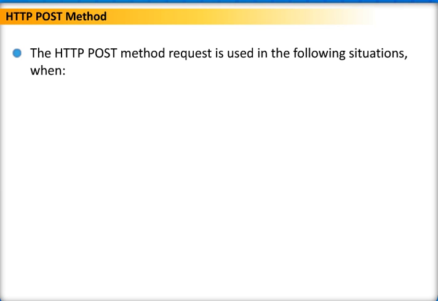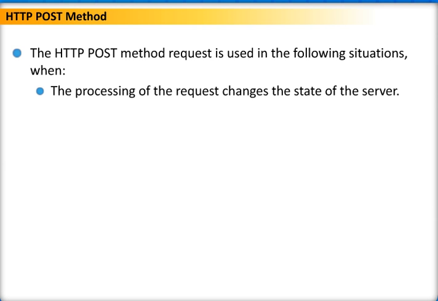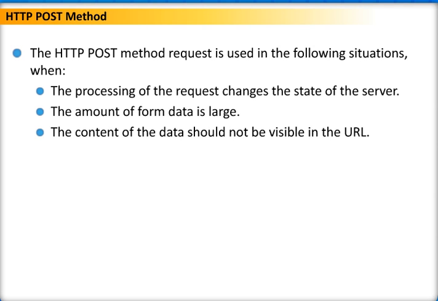The HTTP POST method request is used in the situations when the processing of the request changes the state of the server, such as storing data in a database. The amount of form data is large. Such data can be large images or MIME type, or the content of the data should not be visible in the URL and should be transferred securely.